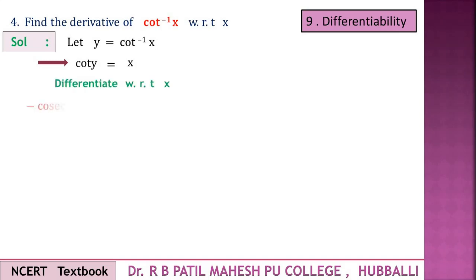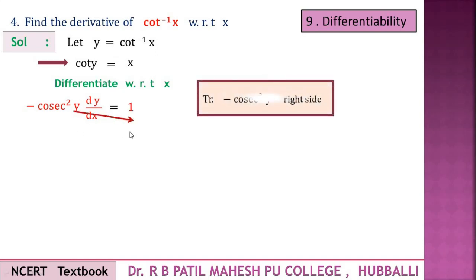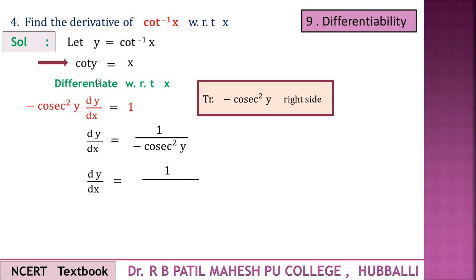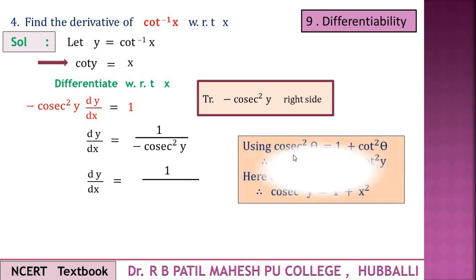Then differentiate this equation. You know the derivative of cot y is minus cosec square y into dy by dx, and the derivative of x is 1. Transfer cosec square y to the right side, so dy by dx is equal to 1 divided by minus cosec square y. Now, what is the relation between cosec and cot? We have the relation cosec square theta is equal to 1 plus cot square theta, or in terms of the y variable, cosec square y is equal to 1 plus cot square y.